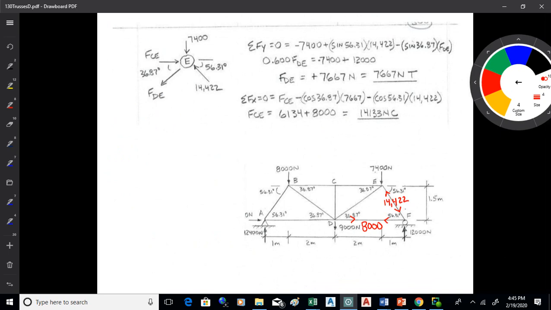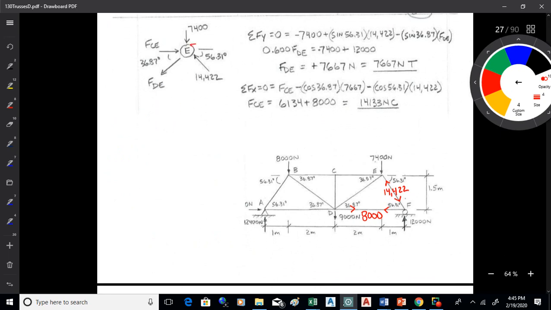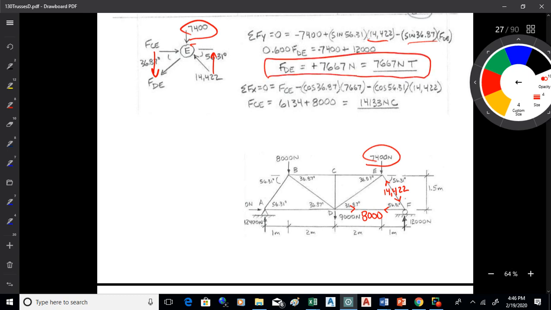And I'll do the exact same thing again. What we've got is all those forces acting at E. I've got FCE and FDE as unknowns. I've got the 14,422 and the 7,400 as knowns. I got to remember to pick up that applied force up there. Sum of Fy is 0, negative 7,400 plus sine 56.31 times the 14,422, then minus sine 36.87, because I'm after the opposite sides here, so I'm using the sine function, FDE. Solve for FDE. It comes out positive, meaning it does as I assumed: pull. It pulls on E down and to the left.